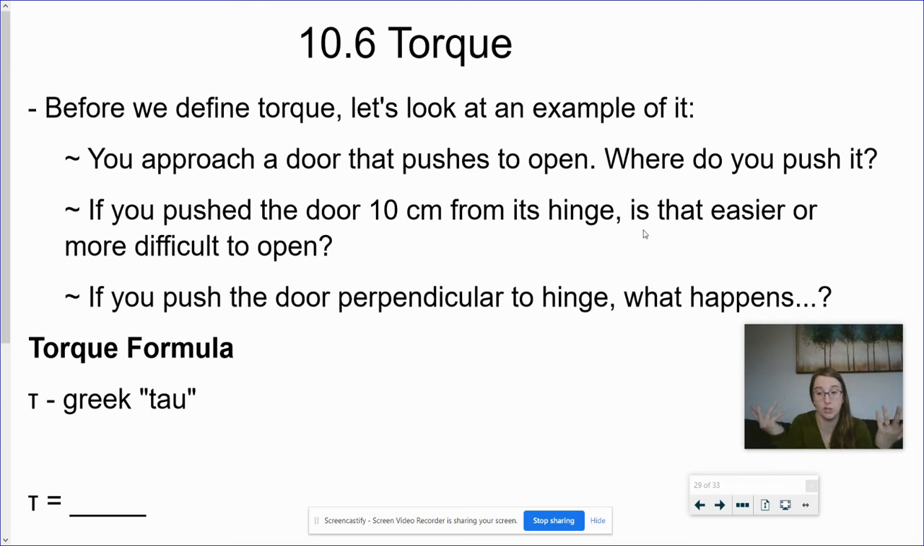Go ahead and try it if you're not sure. It's a little bit more difficult, actually. We automatically go to the edge of the door to push because it's going to be easier. If we push really close to the hinge, it's more difficult to push. Now, what happens also if you push the door on the hinge? If here's the hinge and I'm just trying to push with all my force on the hinge of the door, what's going to happen? Nothing. The door's not going to open, right? This is the concept of torque.